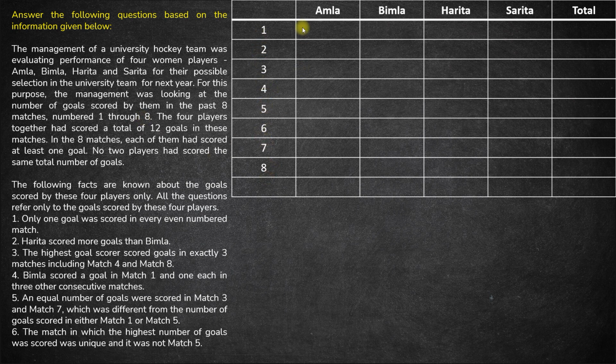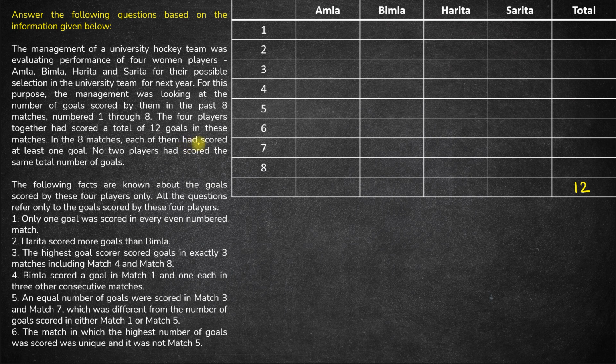So there are 8 matches and these are the 4 players, and we need to figure out the goals scored by these 4 players in these 8 matches. There are certain conditions given. The 4 players together had scored a total of 12 goals. So the total goals scored in all these 8 matches together is 12. So the total must be 12.